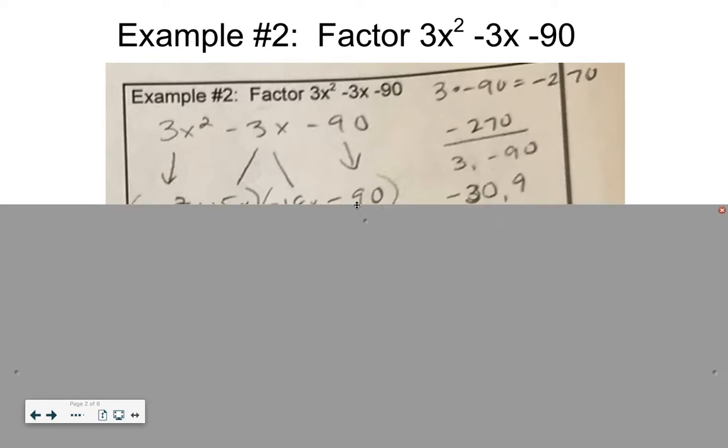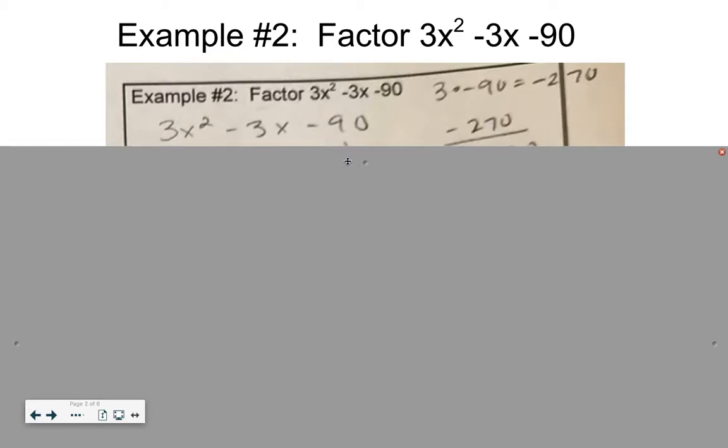All right, so now that I know those numbers, we go back up here and start through our process again. Next step, drop the first and the third term.